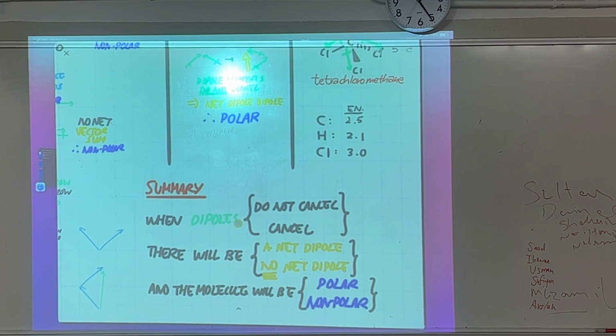We'll be using whether the dipoles cancel out to determine whether there is a net dipole. And if there is a net dipole, the whole molecule will be polar. Okay, so if this is all too confusing to you, this is why I have prepared task 2 in here. So can you look at task 2? Okay, and let's draw these molecules out.